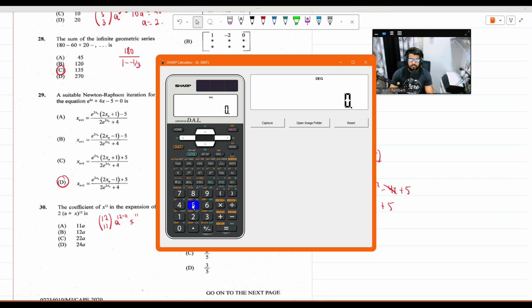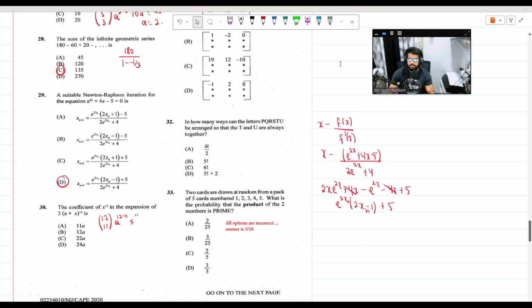Nice. So 12c11 is like 12. So I'm going to get 12a x to the power 11. We want the coefficient of x to the power 11. Now don't forget that 2 on the outside there. 12a is the coefficient of a plus x to the 12. When I multiply that by 2, I'm going to get 24.